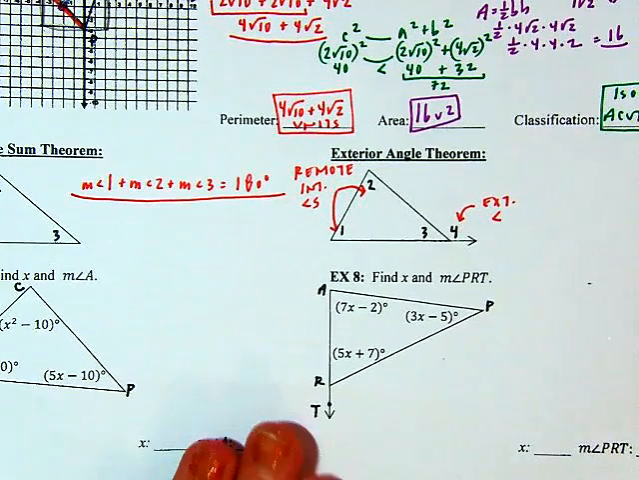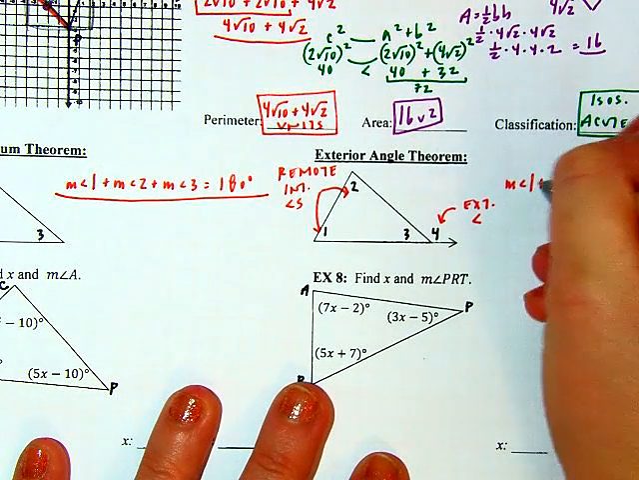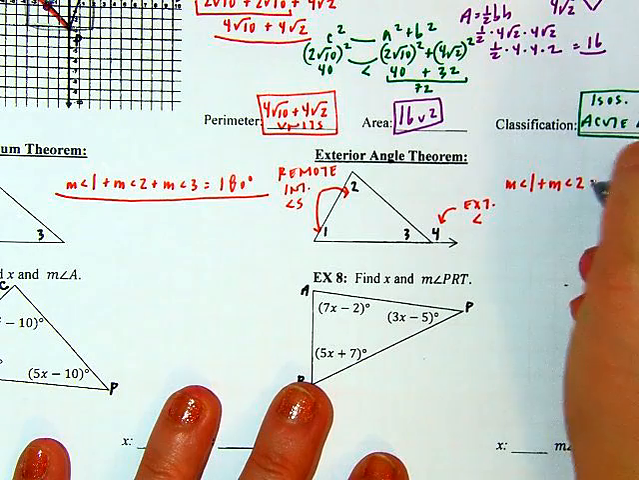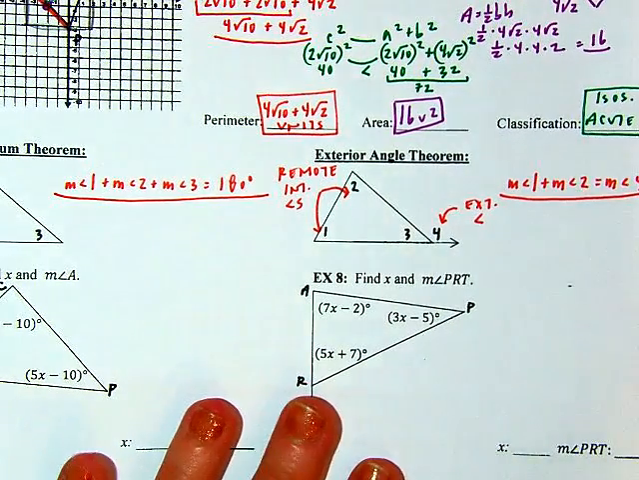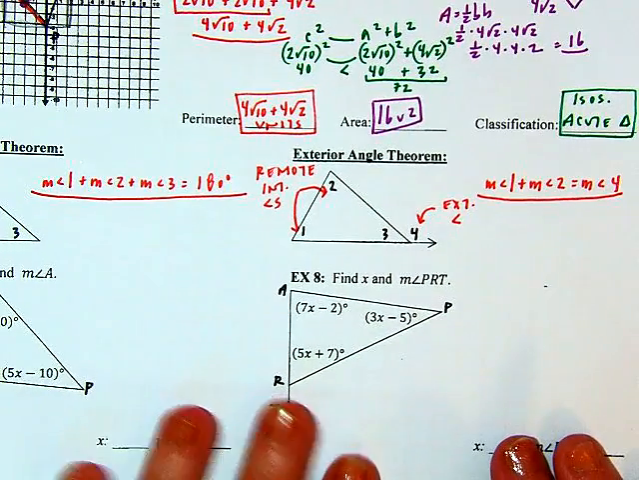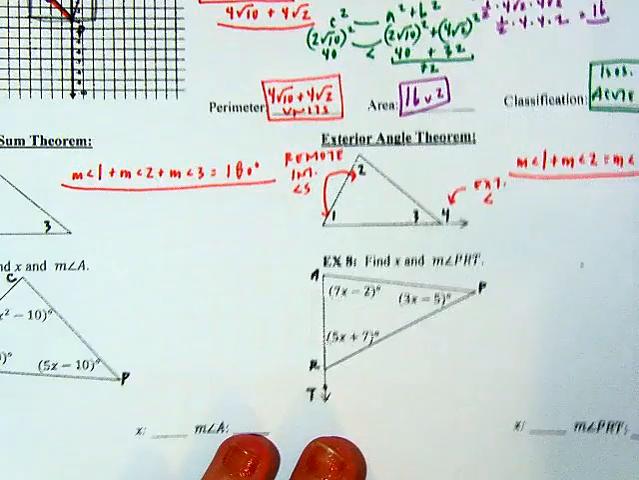All right, so let me write that here, and we will prove it more formally when I see you guys next week. So the measure of 1 and 2 is the same as the measure of 4. So when I add up the measure of 1 and 2, that will equal the measure of angle 4. All right, so 2 quick examples, and then we'll call it a day.